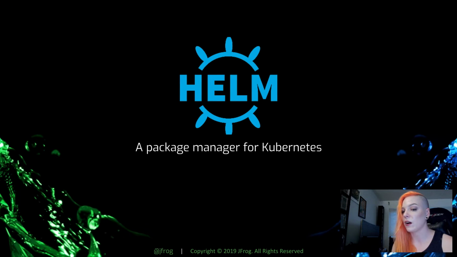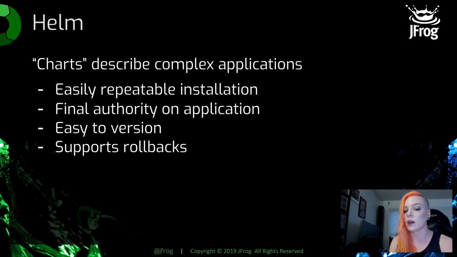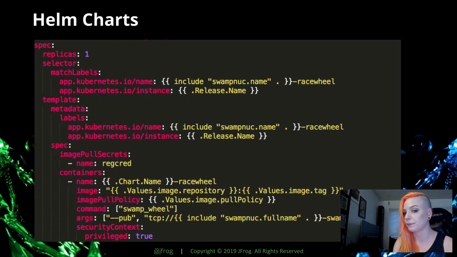We also relied on Helm, the package manager for Kubernetes. If you've ever used Kubernetes, you're probably familiar with this. It uses charts to describe complex applications, which makes it really easy to install and deploy. The charts serve as the final authority on what your application looks like, and they are also super easy to version and support quick rollbacks if something does go wrong.